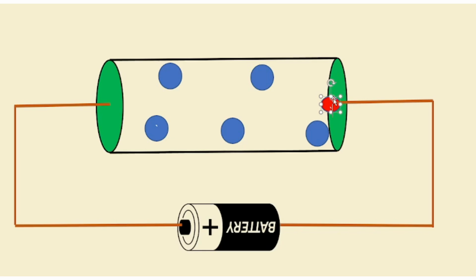Now consider the collision of an electron in slow motion. Here we have the electron. When we apply the electric field, it is attracted by the positive terminal of the battery, but it cannot directly go to the positive terminal because of the presence of positive ions.